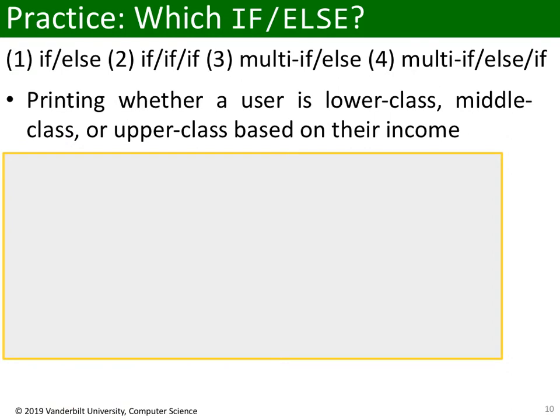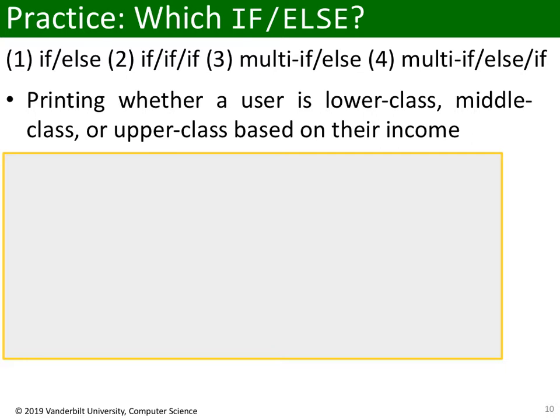Now consider a situation in which we need to, for tax purposes, decide whether or not a user belongs in a particular lower tax class, middle tax class, or upper tax class based on their income. Which type of conditional logic structure would we choose to do this operation, to print the appropriate output to the console? Well, in this situation, there is exactly 3 options: lower class, middle class, and upper class. So there's no situation where we can have none of these selected. So that limits the options.